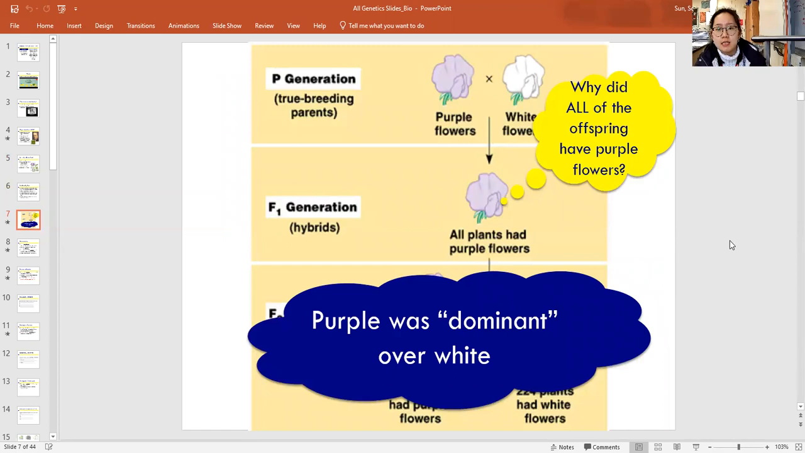When he did this, his surprising result was that all of the offspring between the purple true breeding plant and the white true breeding plant were purple. So what he was able to conclude was that purple was the dominant allele that covers the white allele.